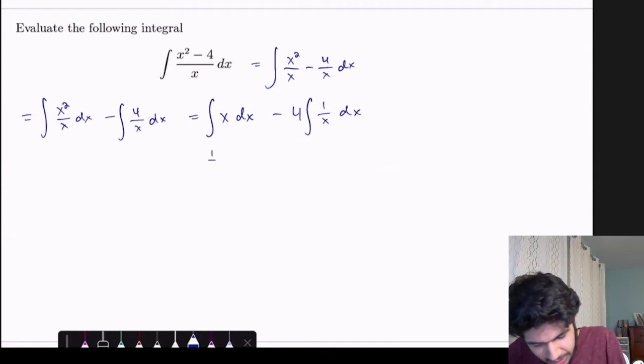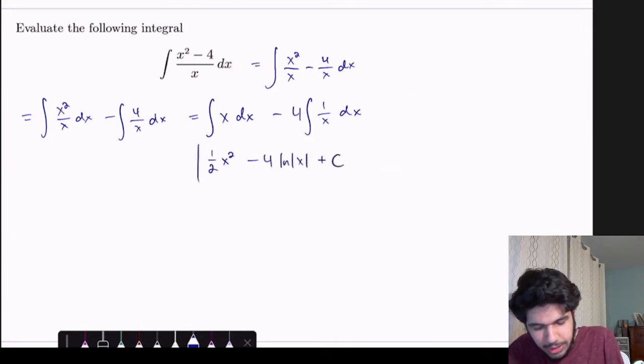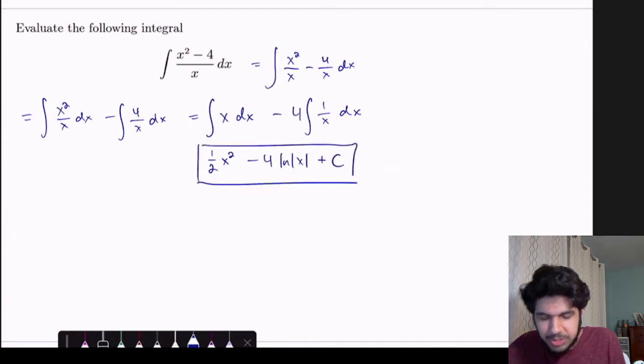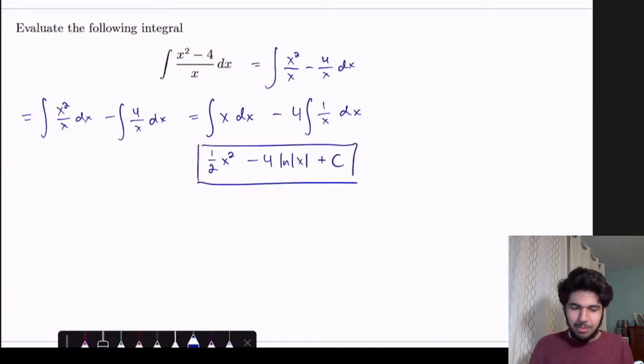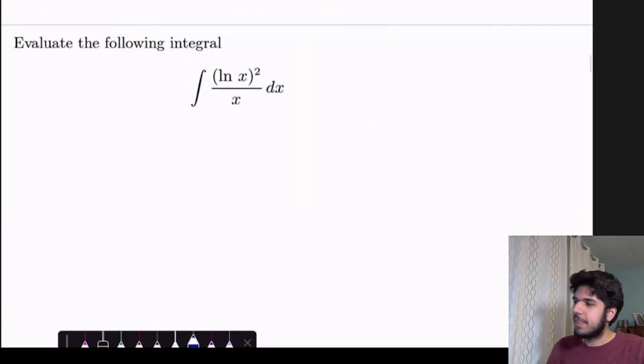And both of these integrals we can handle at this point. Integral of x is 1/2 x squared. Integral of 1 over x is ln of the absolute value of x. Throw in that plus c, and we are golden. So that one was a little bit easier, but again, using that trick of splitting apart the fraction. A very, very helpful trick.